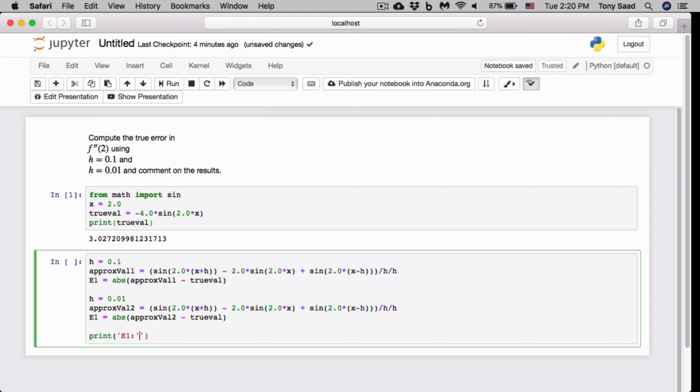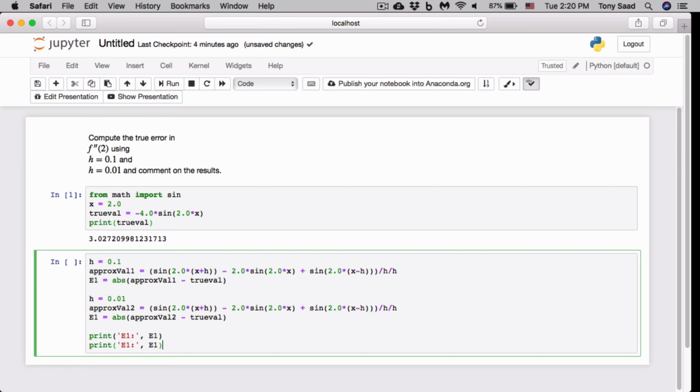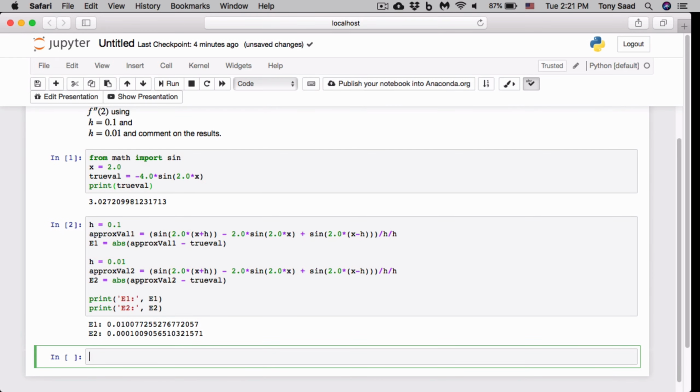Oops. It's my computer, it's not my typing. Okay. And then print E2. So let's change this guy to E2. And it gives us these two errors.